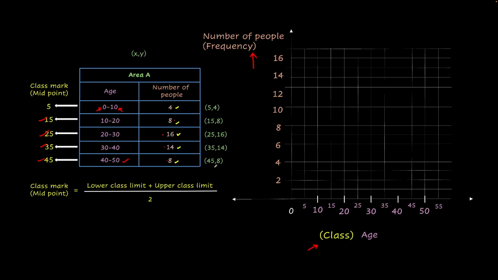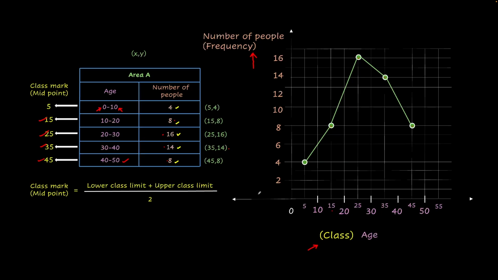Now let's start plotting. The first point is (5, 4). So 5, 4, this is where our first point would be. Let's plot that. The next point is (15, 8). It's going to be over here. The next point is (25, 16). That's going to be over here. The next point is (35, 14). That's going to be over here. And the next point is (45, 8). It's going to be over here. Now let's join them.